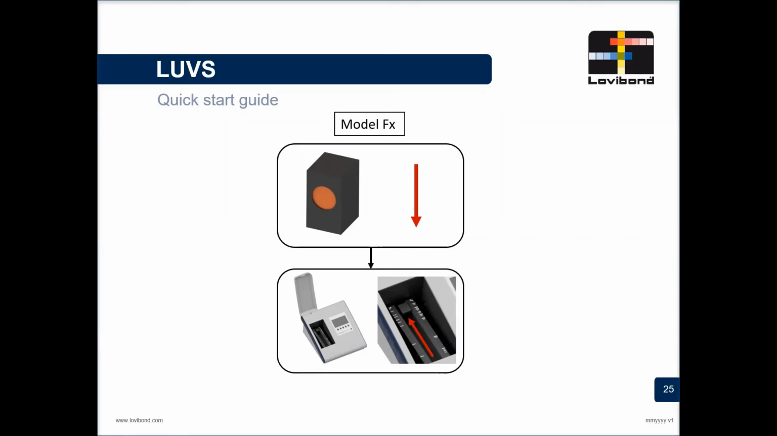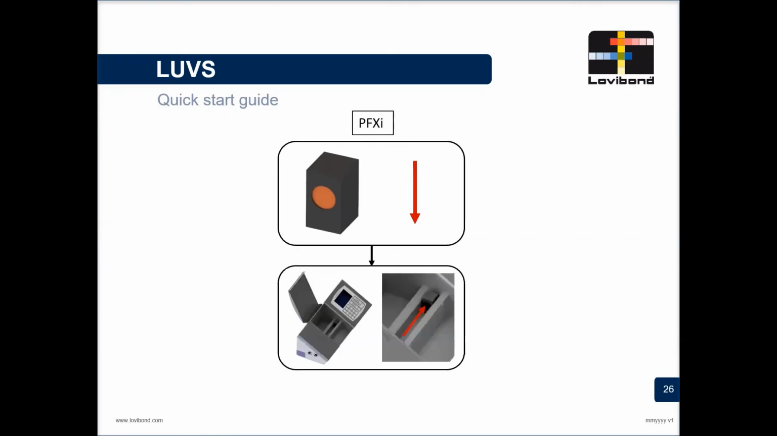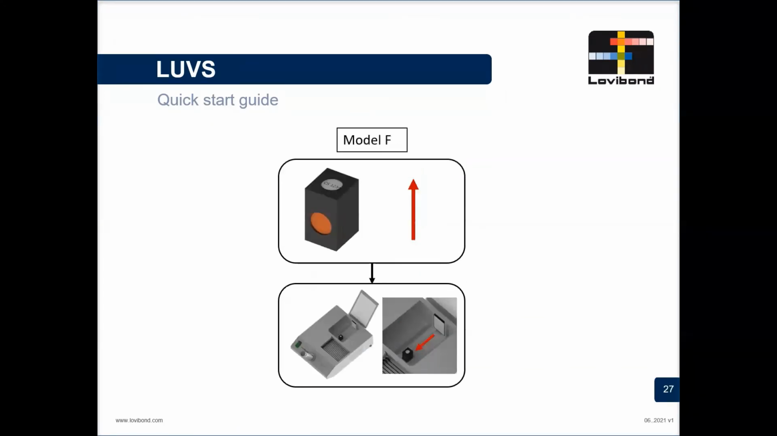push it towards the back as we would normally do, and take our measurement. If we have a PFXI, again, we're going to be using the filter with the label at the bottom, so upside down, and push it to the right hand side in our instrument as per the operating instructions and take our reading. If we're in the Model F, we're going to operate it with the label at the top, so right way up. We're going to pull it towards the front as we would normally do, and then look down the eyepiece and make our color match and get our measurement values.